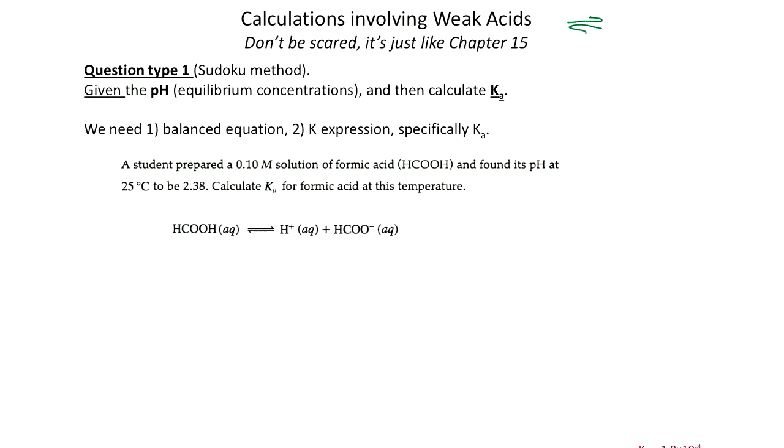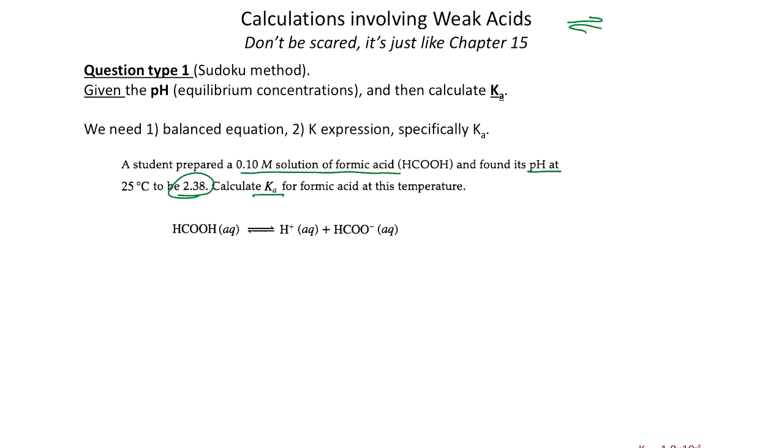All right, so let's take a 0.1 molarity formic acid solution. It has a pH of 2.38. Calculate its Ka. This question is no different than chapter 15. The only difference is that I didn't give you the chemical equation, so you have to figure it out yourself. But thankfully, all Ka expressions are the exact same.